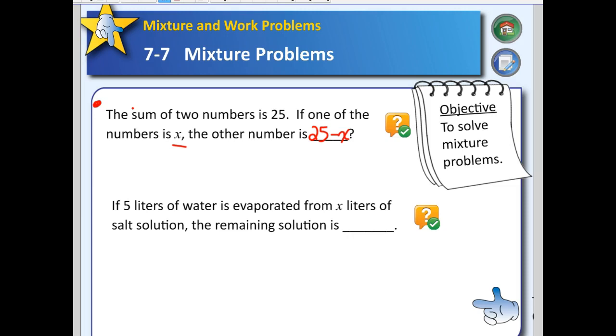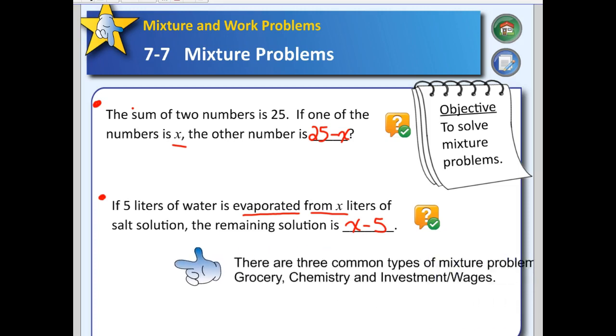Now, let's look at our second little reminder here. It says if 5 liters of water is evaporated from x liters of salt solution, the remaining solution is. Now, science people, evaporated. What's happening to water if it's evaporating? That's right, it's leaving. And again, so to get 5 liters of water evaporated from x, this would be x minus 5. Now, why is this a big deal? One of my famous sayings, order matters with subtraction. So just a couple little reminders.